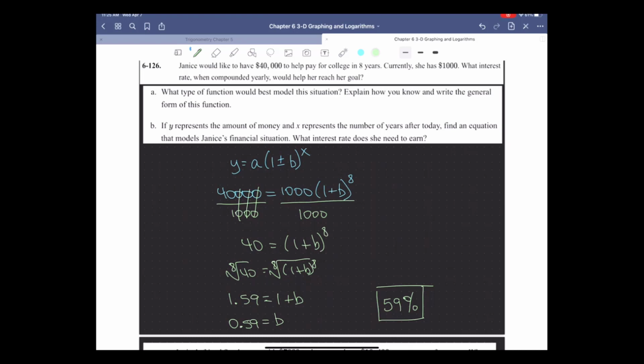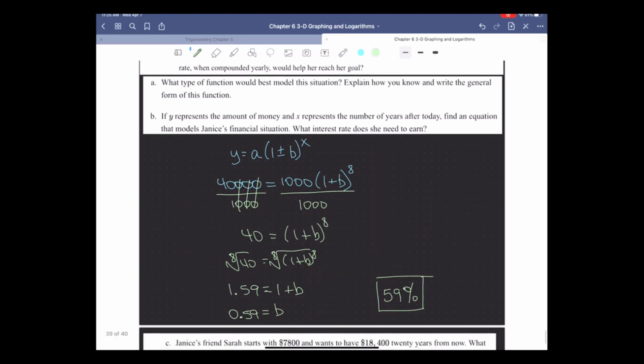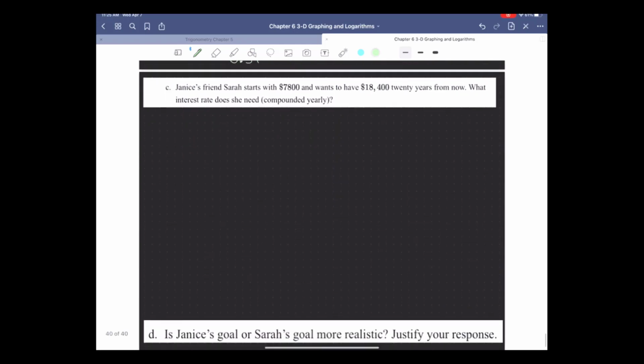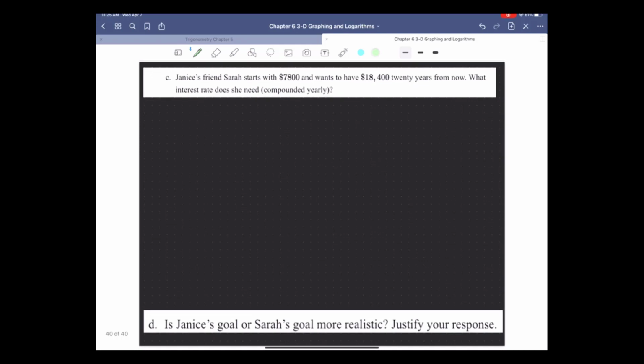All right. Janice has a friend. Her friend's name is Sarah. Sarah actually has a little bit more money. Sarah has $7,800, and she wants to have $18,400 20 years from now. So not in 8 years, but in 20 years from now, 20 years down the road. So what interest rate does she need, compounded yearly?